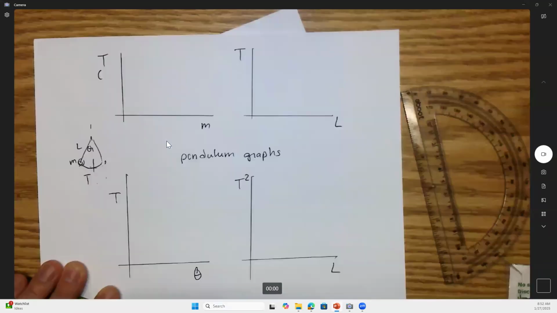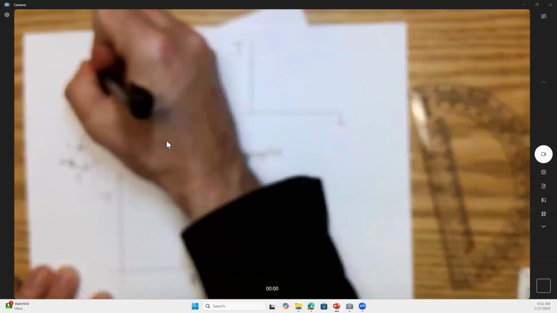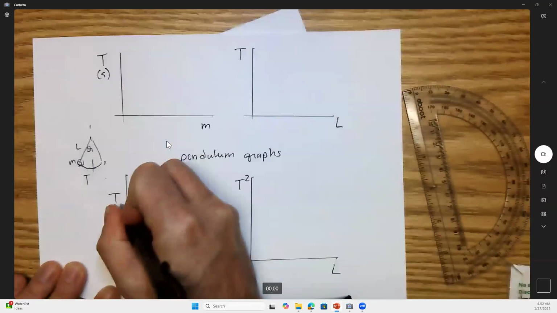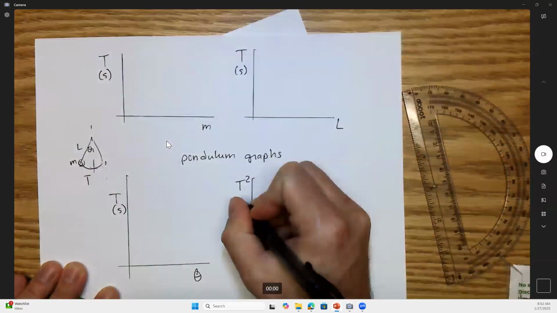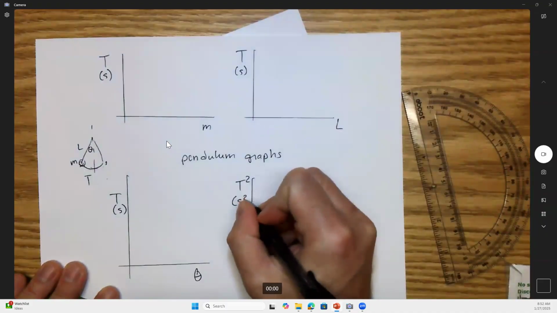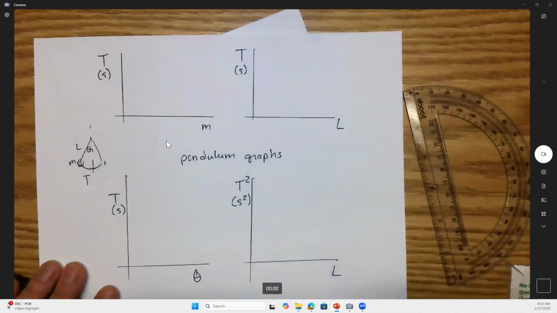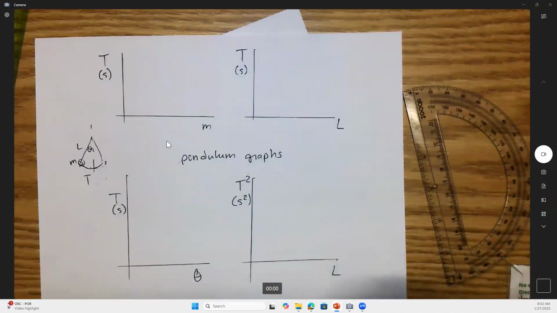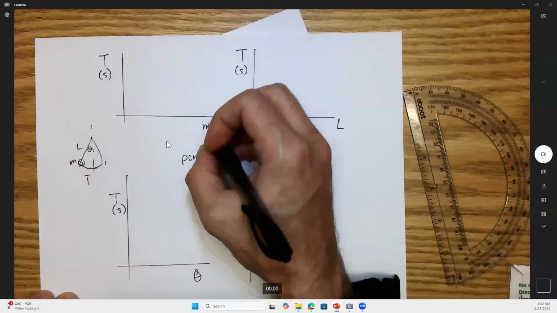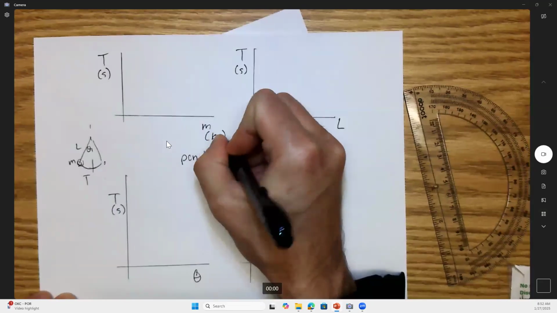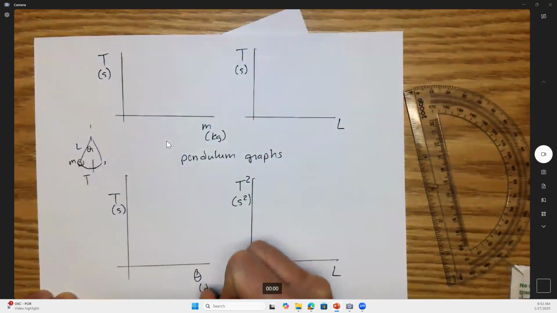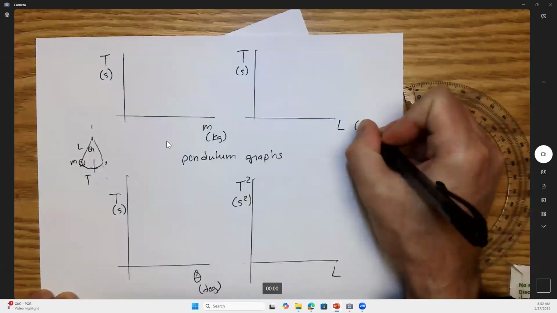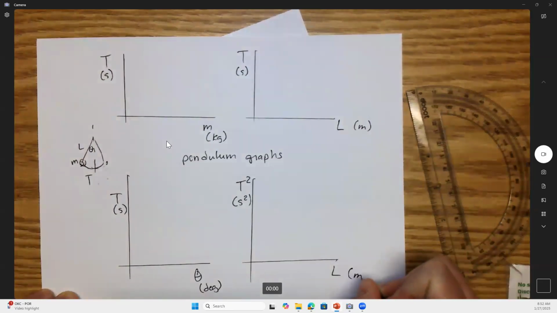Guys, what's the unit for time period? Yeah, seconds. So we see a T. Let's put that in some number of seconds. I'm really just looking for graph shapes. T squared would be seconds squared. But if you plotted points, maybe you had some coordinates with some numbers. Mass could be in the base SI unit, kilogram. Angle could be in degrees. Length could be in meters. So variable, unit.